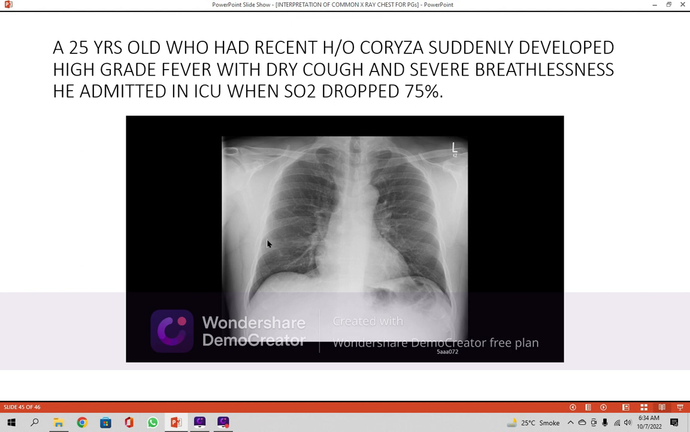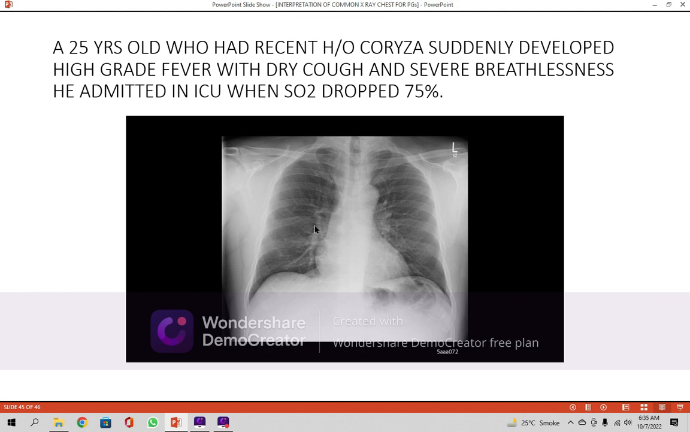Although it is destructive in nature, initially it will spread like this. In Klebsiella, the upper zones are involved, not the middle and lower zones. And the other, leptospira hemorrhagica for example, will cause lesions like this initially, but it will spread very quickly to other areas.